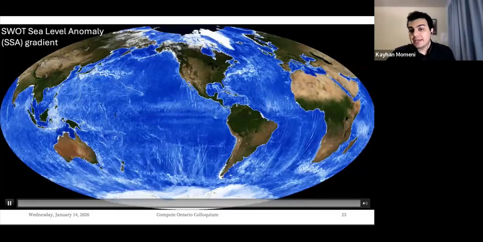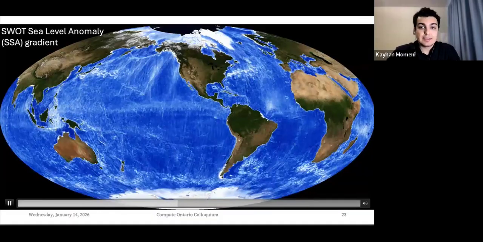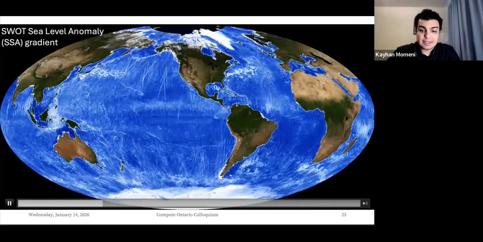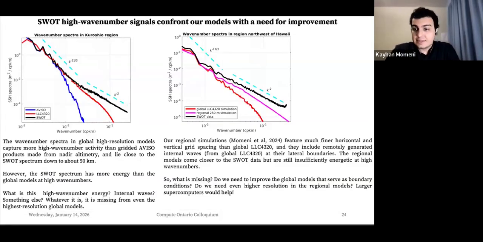For the first time, we can begin making direct, meaningful comparisons between high-resolution ocean models and satellite observations at these scales. And these comparisons are being carried out by us as well as our collaborators at the University of Michigan and Woods Hole Oceanographic Institution, using the same regional simulations that I mentioned earlier that were run on Niagara. That body of work, those numerical simulations, has led to a number of publications, all of which acknowledge Compute Canada and then the Digital Research Alliance of Canada for their support.